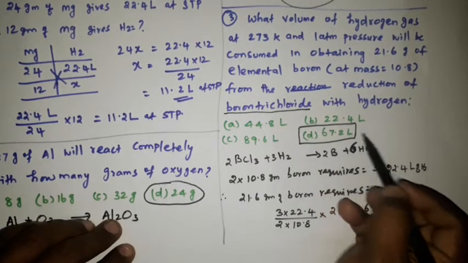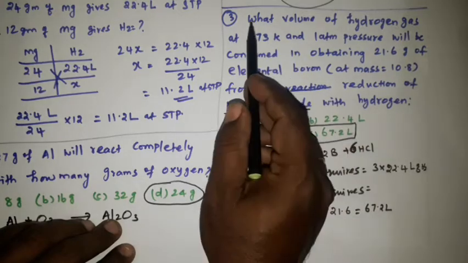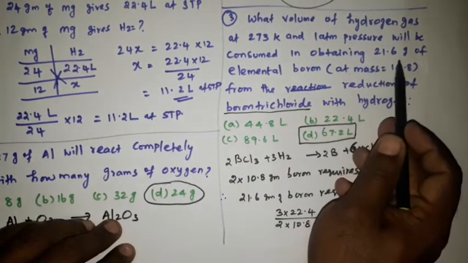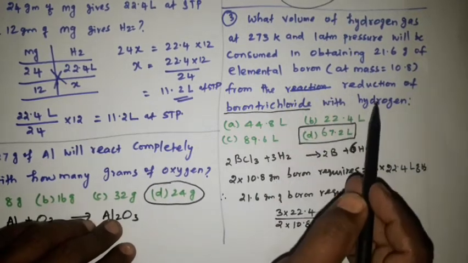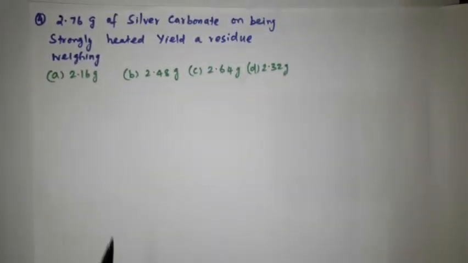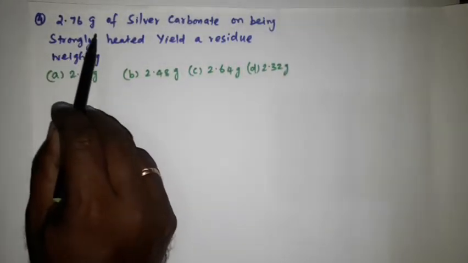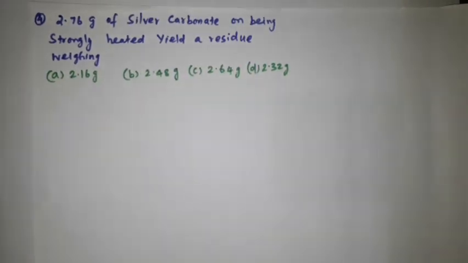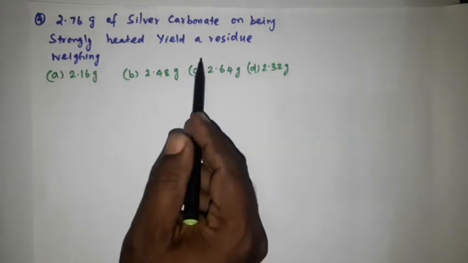Hope you understood this question. So here you are going to calculate the volume of hydrogen gas required for 21.6 gram of boron. Clear? So next, question number 4. 2.76 gram of silver carbonate on being heated strongly will produce a residue.